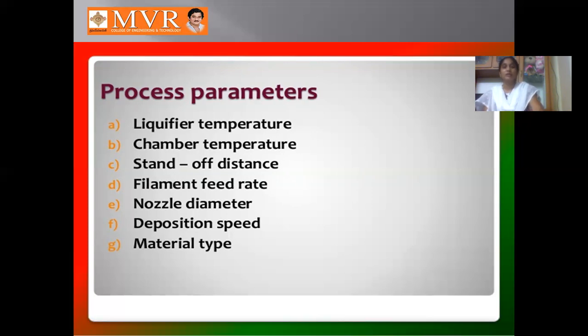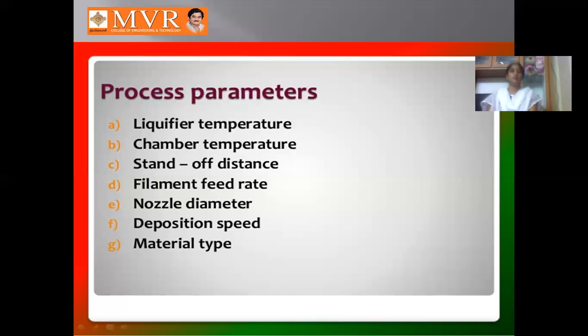Next, chamber temperature. Chamber temperature means you are taking it in tabular form. In this tabular form, you should know the temperature we are taking and how much temperature we are taking for the molten material of the product. Next, standoff distance. Standoff distance should be kept fixed throughout the material of the component.